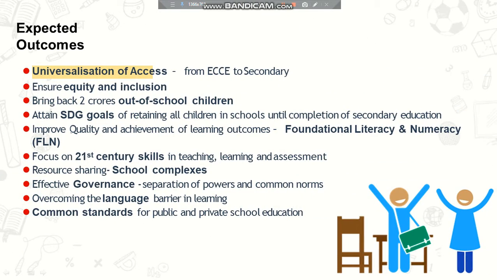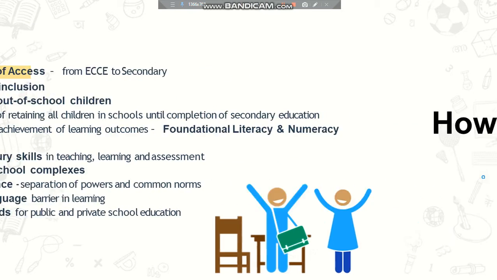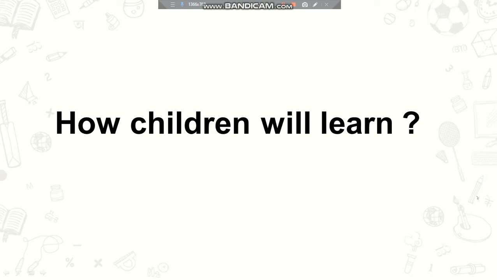Expected outcomes. Here, what are the outcomes they are expecting? Common standards of public and private school education. That means overcoming language barriers, effective governance, resource sharing, school complexes, everything. Fundamental literacy and numeracy. Bring back 2 crore out of school children. How will children learn from it?